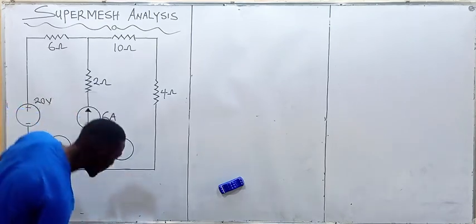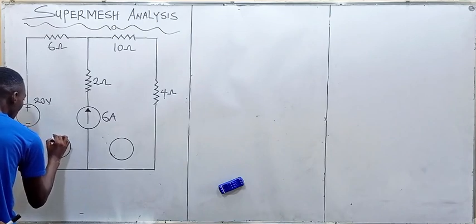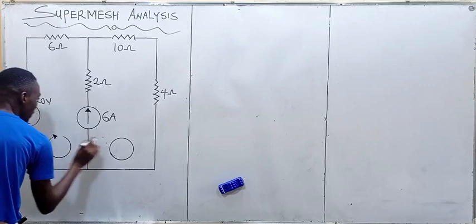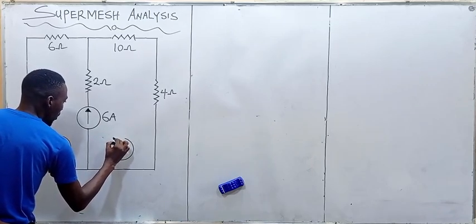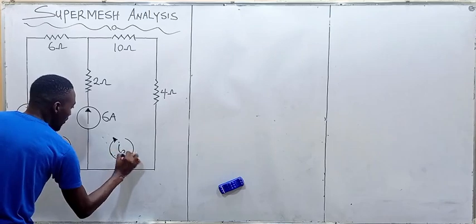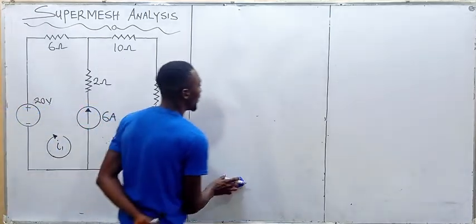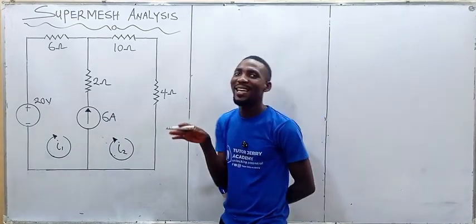All right, so that's it. We are taking a clockwise direction. So this is the first mesh, this is the second mesh. All right, now the first thing we are going to do is apply KCL.